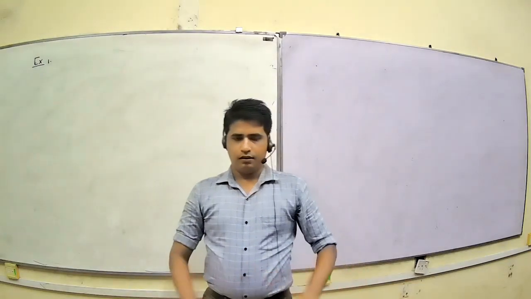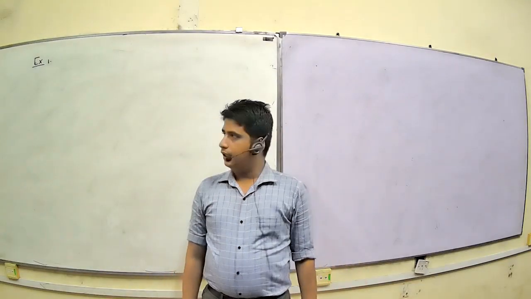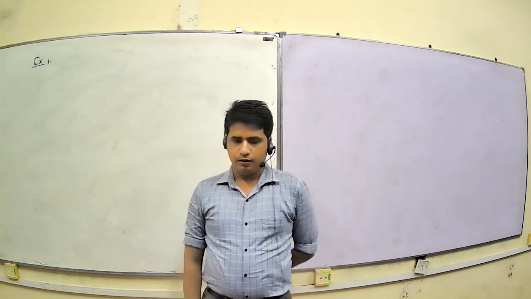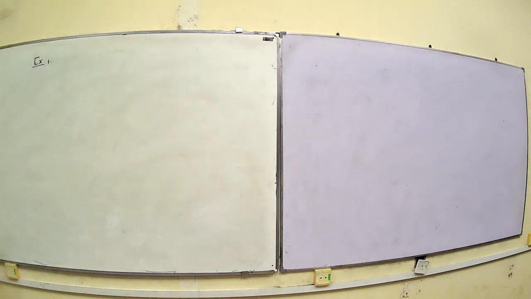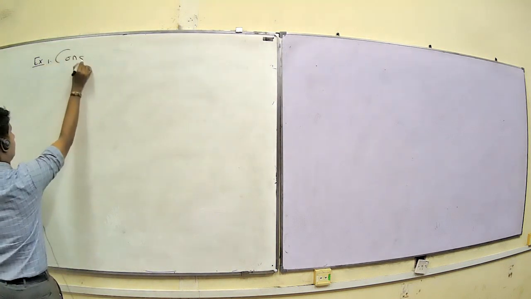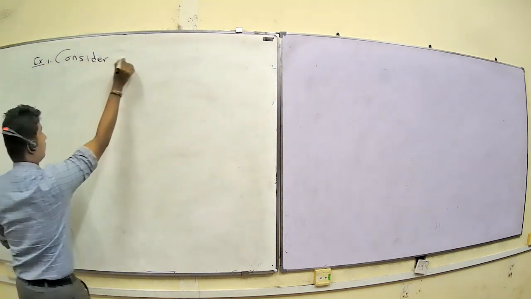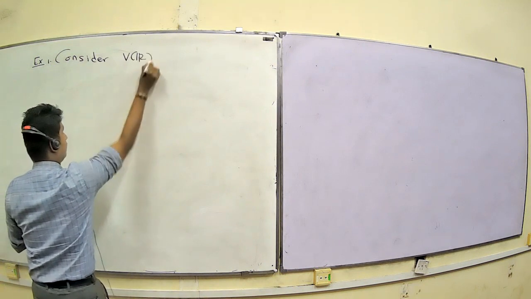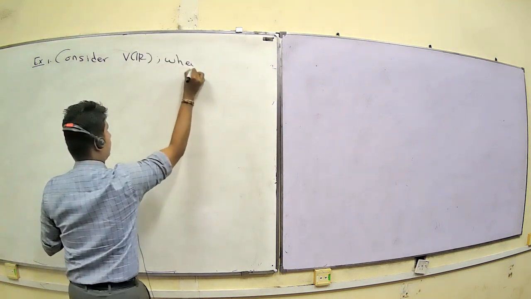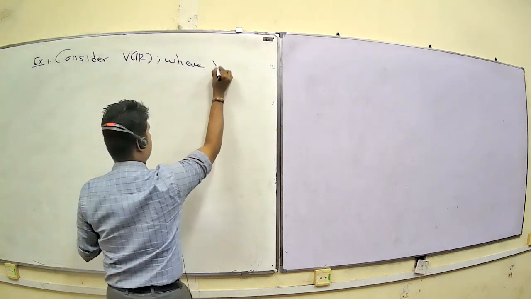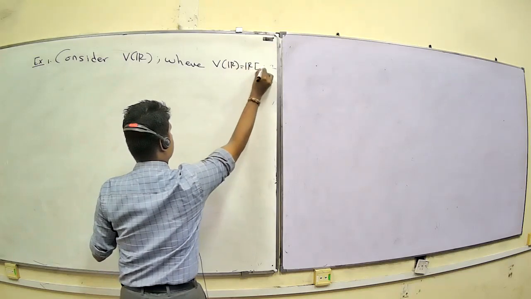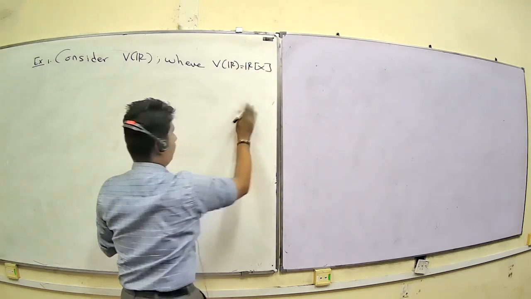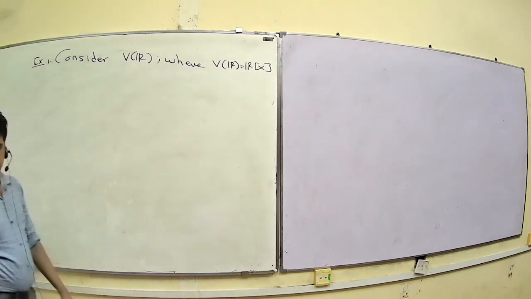Okay, today we will do some problems in span sets. So first we discuss this problem. Consider V, the vector space R[x]. VR means the set of all polynomials, the set of all polynomials.